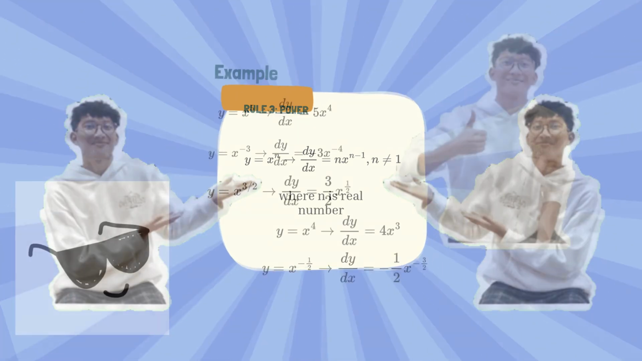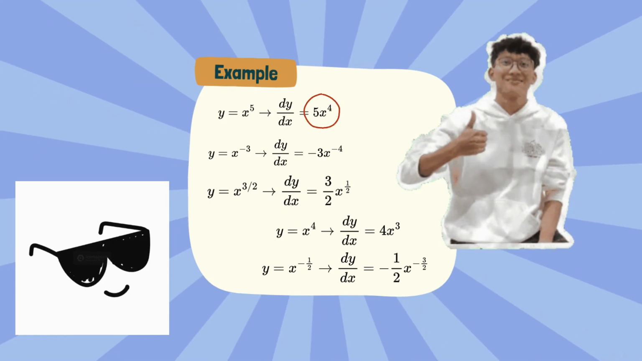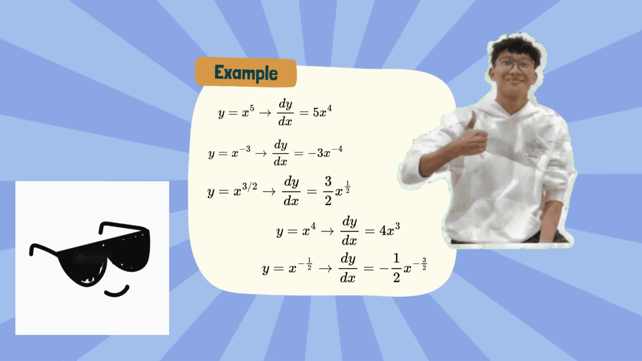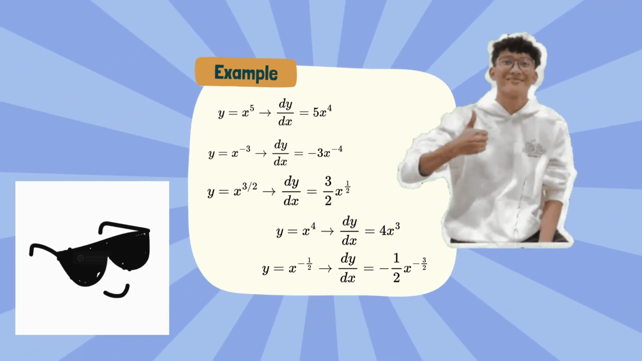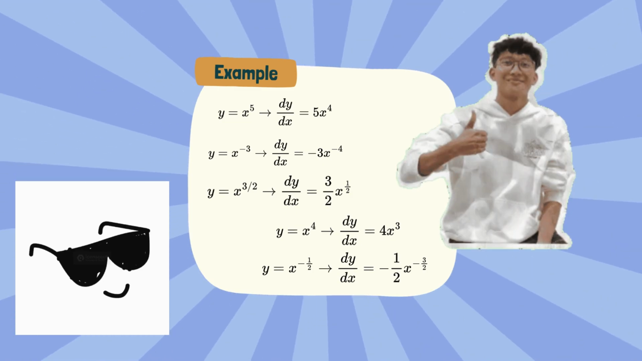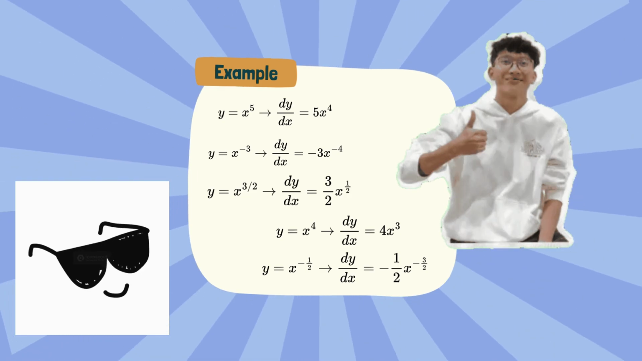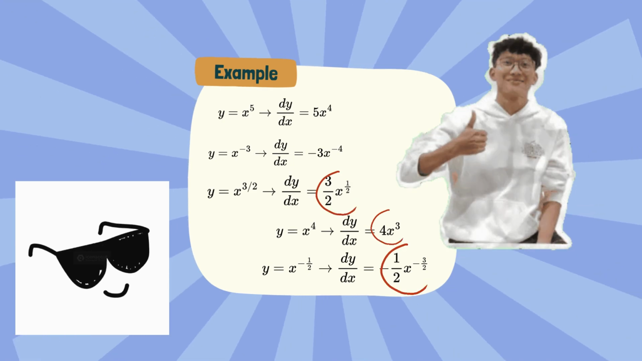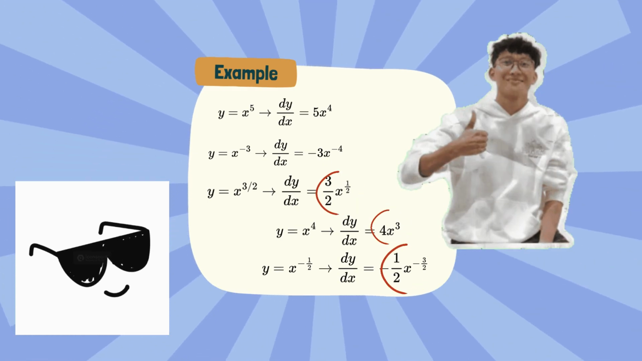For examples, when we differentiate x power of 5, you will get 5x power of 4. When we differentiate x power of negative 3, you will get negative 3x power of negative 4. It is also the same when we differentiate x power of 3 over 2, x power of 4 and x power of negative 1 over 2. Respectively, we will get 3 over 2x power of 1 over 2, 4x power of 3 and negative 1 over 2x power of negative 3 over 2.